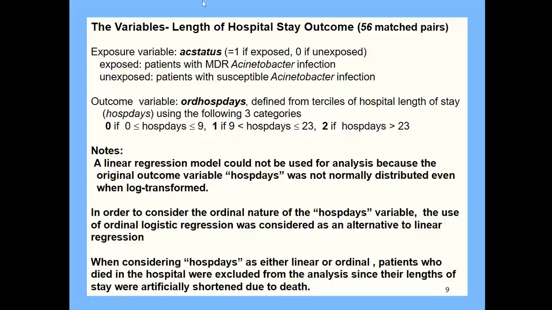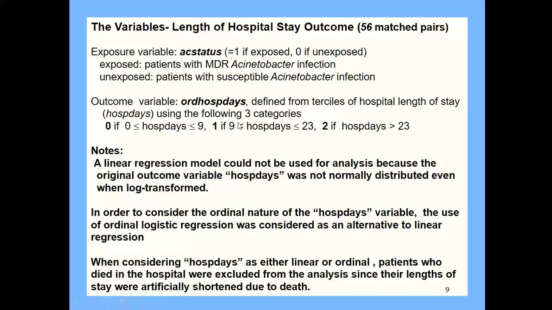I've used the term AC status to define the exposure variable: 1 if exposed, 0 if unexposed. Exposed means resistant, unexposed means susceptible. So I don't have to say Acinetobacter every time, I can just say AC status, and it saves me from messing up my pronunciation, though I'll probably mess it up anyhow.